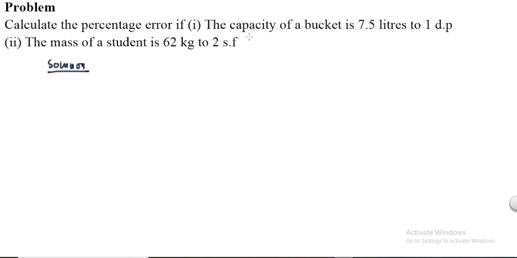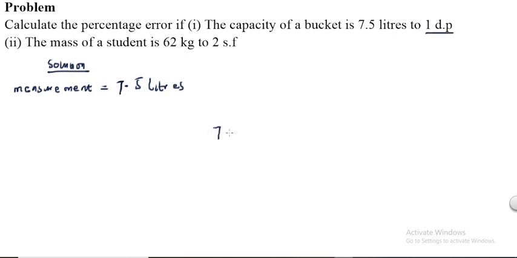So for the first one, the capacity of the bucket is 7.5 liters. So in this case, I will simply write my measurement is equal to 7.5 liters. Now, unlike before, we don't have a true value or a measured value here apart from just the 7.5 liters. The key thing that we can use to solve this kind of percentage error problem is when we are given a limit. So here we are told that the capacity is measured to 1 decimal place.